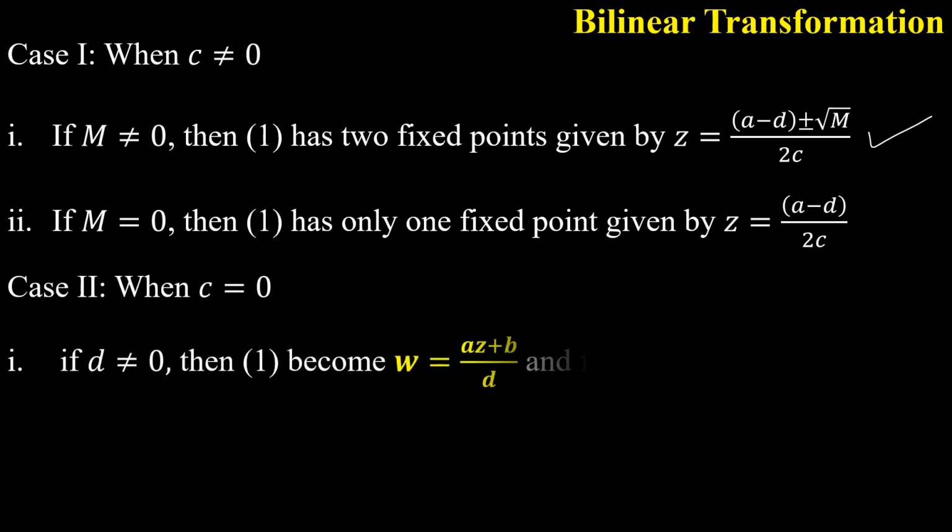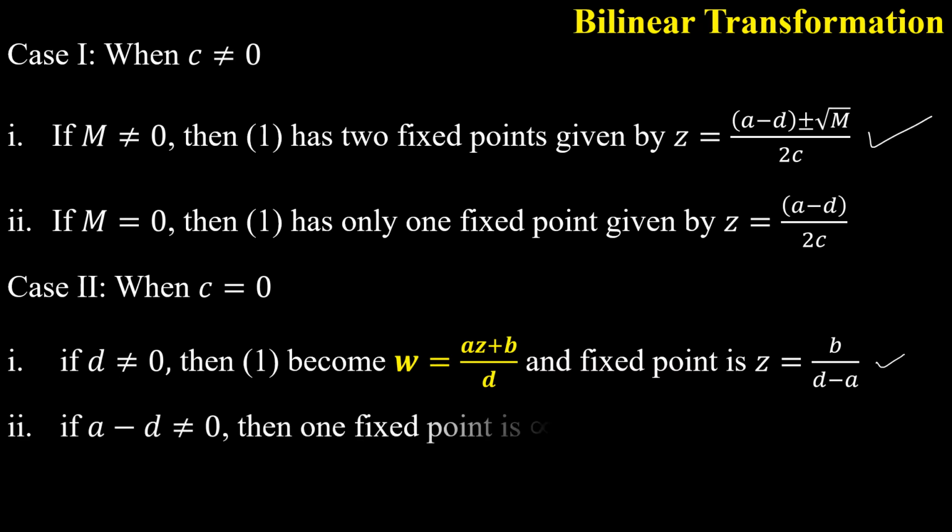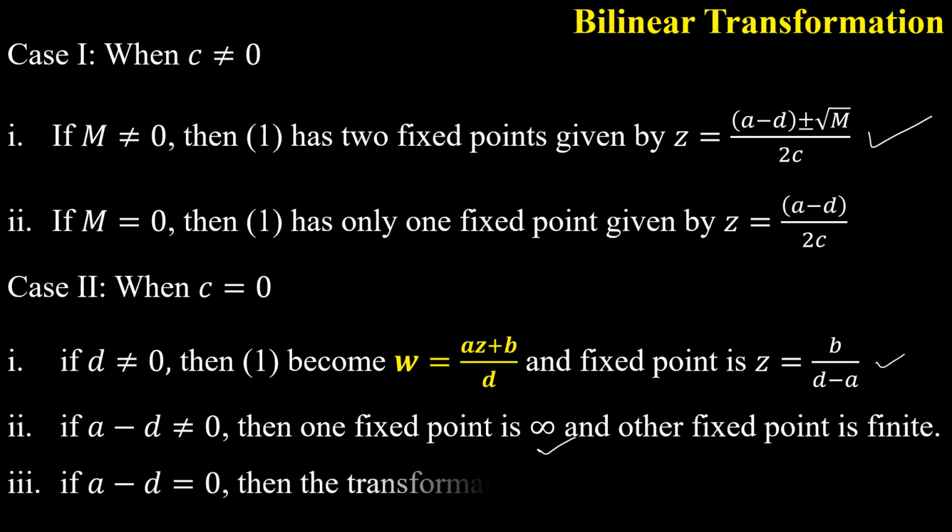If c is equal to 0 and d is not equal to 0, it will have the fixed point z = b/(d − a), which we get by putting w = z. If a − d is not equal to 0, then one fixed point is infinity and the other is a finite fixed point that you will get here. If a − d is equal to 0, then the transformation has only one fixed point, that is infinity. So these are the results that you can analyze when you are going to find the fixed points.